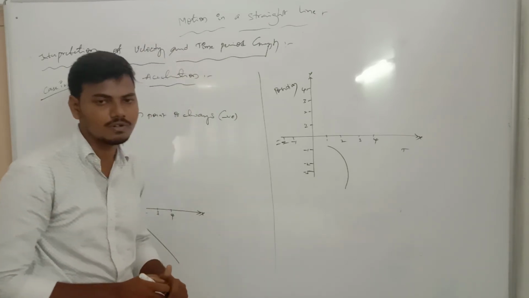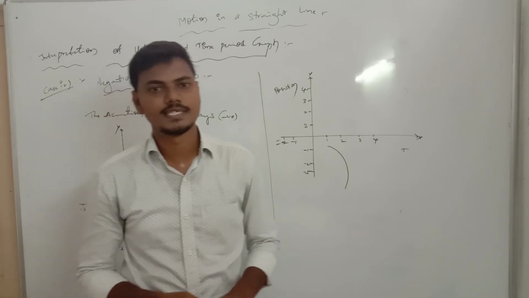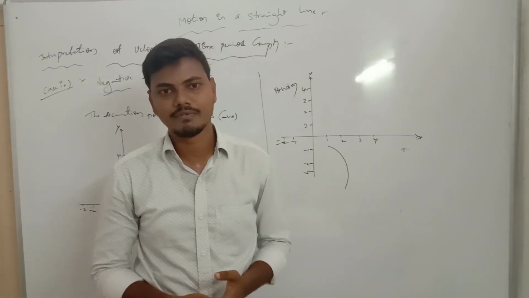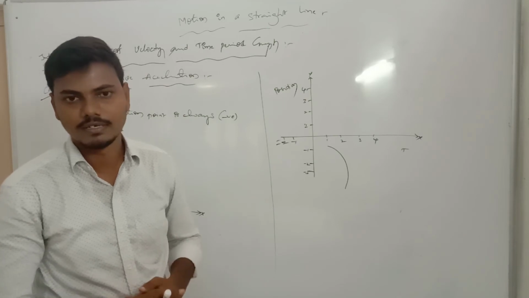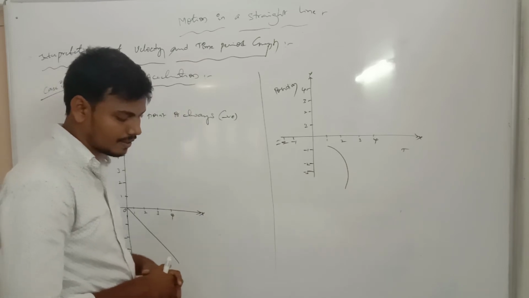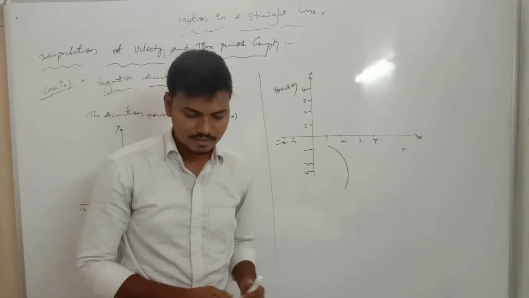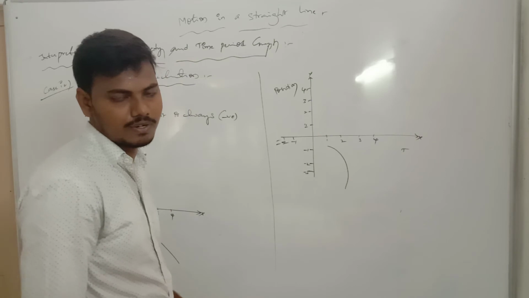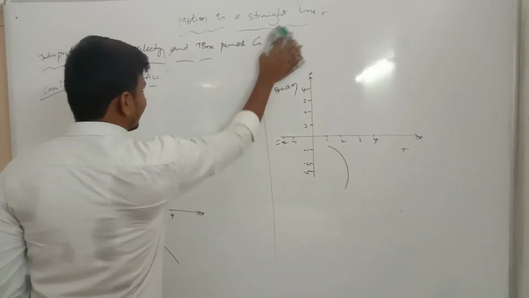Clearly we have observed there are mainly 4 cases. The first case is uniform acceleration. Second, the position is always constant or zero. Third, retardation of acceleration, and fourth, negative acceleration. These 4 interpretations of the velocity and time period graph are very important for your exam.